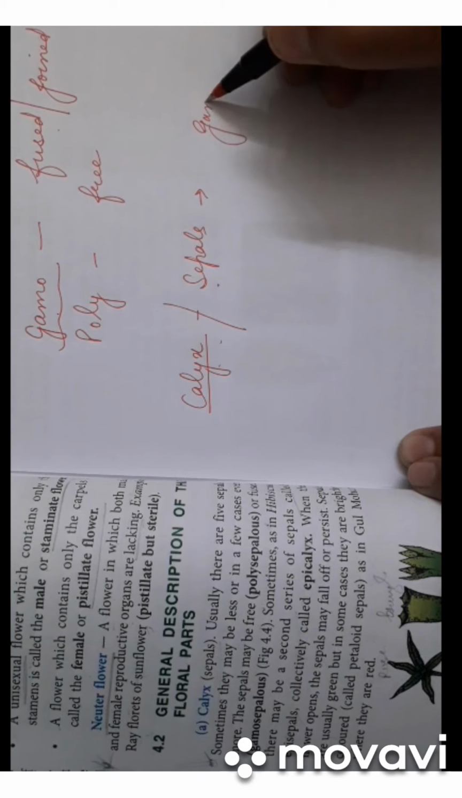Calyx, you all know, is also known as sepals. So according to the flower, the calyx may be fused, they may be joined. If they are joined, we will use the term gamo, so we will call it gamosepalous. Or it may be free. When it is free, then it will be called polysepalous. Gamo for fused, poly for free.